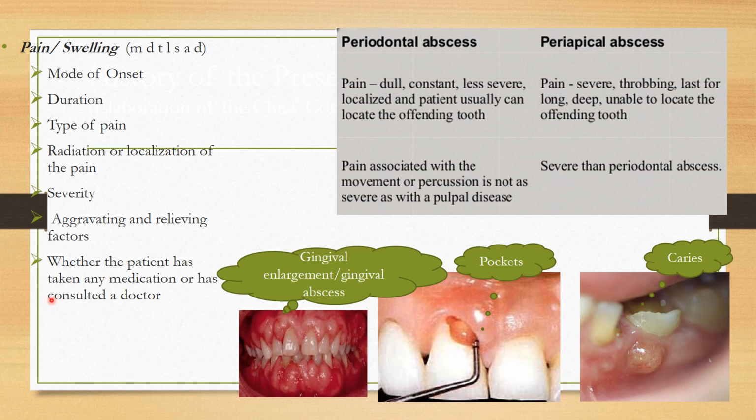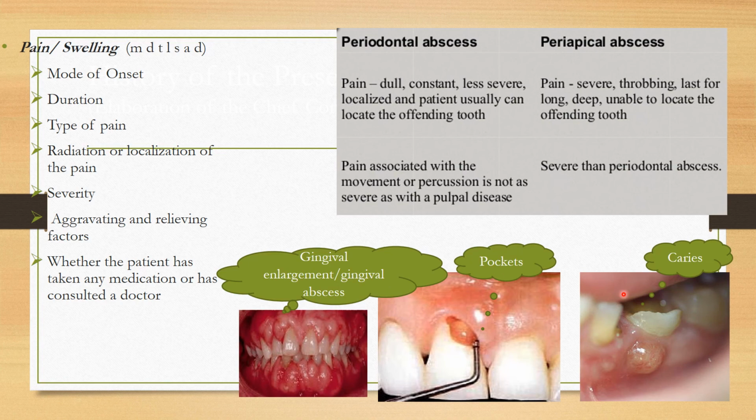Okay, so coming to the history of presenting illness, or elaboration of the chief complaint. The most important chief complaint is pain and swelling. Under pain and swelling you have to note down mode of onset, duration, type of pain, radiation or localization of the pain, severity, aggravating and relieving factors, and whether the patient has taken any medication or has consulted a doctor. The details should be noted down. If there is pain or swelling, you have to rule out whether it's a gingival abscess, that is the acute one, a periodontal abscess, or a periapical abscess.